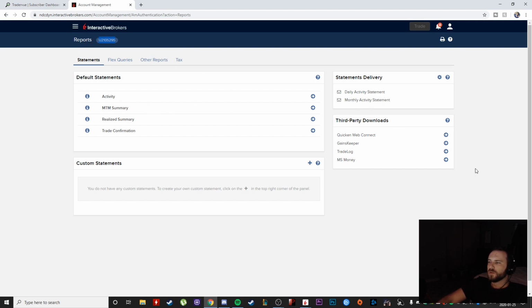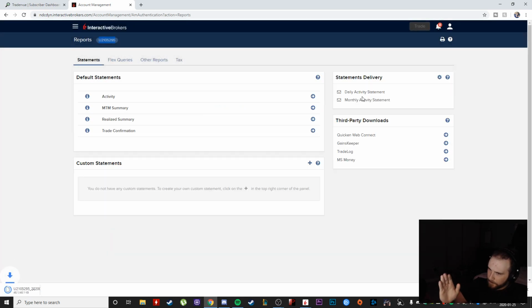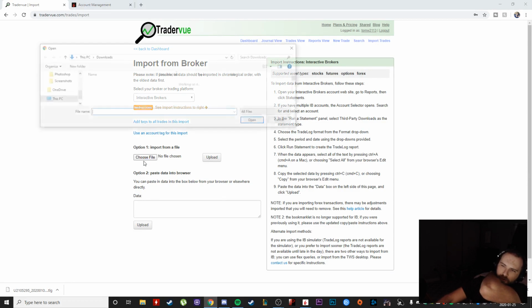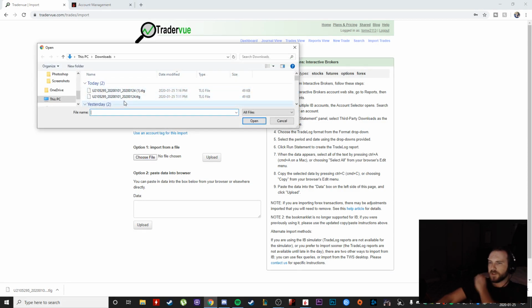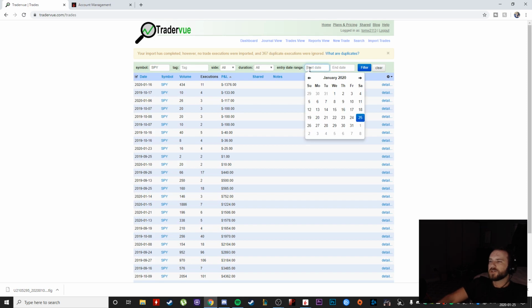So I'm going to go to trade log, period, month to date. I'm going to run it. It's going to come up down here. That's the name of the file. So I go over to Tradervue. I import the trades, choose file, and I will click this one. I just did it like I said, so this is just a copy of it. Upload. It should all be the same already. Refresh. None of them were imported, and there were duplicates. I just uploaded them all.